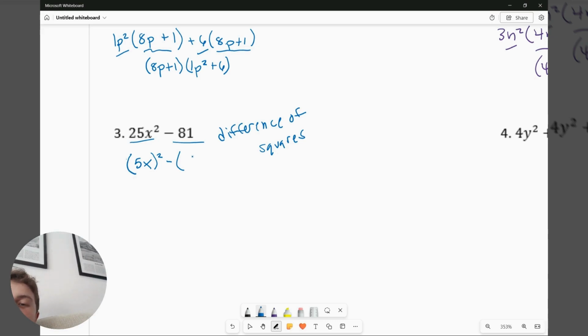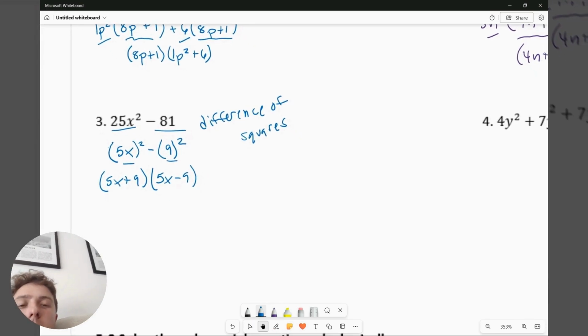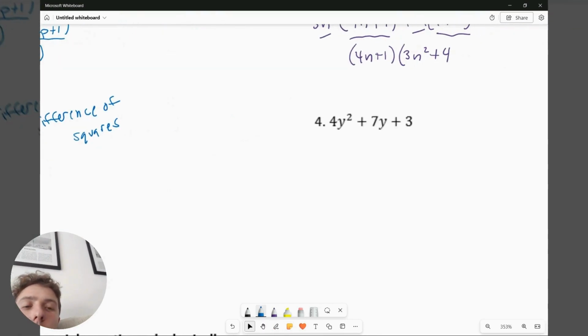So 25 is the same thing as 5 squared. X squared is the same thing as x raised to the second, and 81 is the same thing as 9 to the second. Once you have it written like that, whatever's on the inside goes into your 2 parentheses, where the first set you can have adding, the second set you can have subtracting. The order of those parentheses doesn't matter. You could have the minus first, then the plus, but there is your factored form.